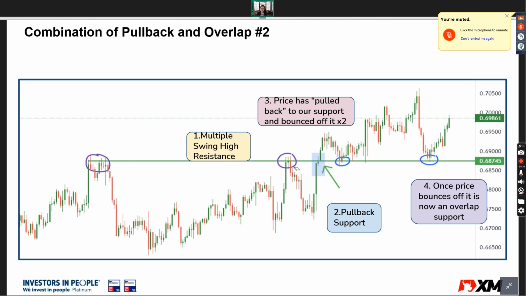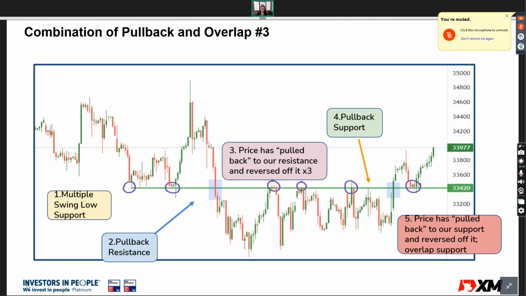You can see that one time it comes again and will come back again to your overlap support level. Another one, support, break below, pull back, it becomes your overlap, break above, now it becomes your pullback support. When it pulls back, it becomes your overlap.